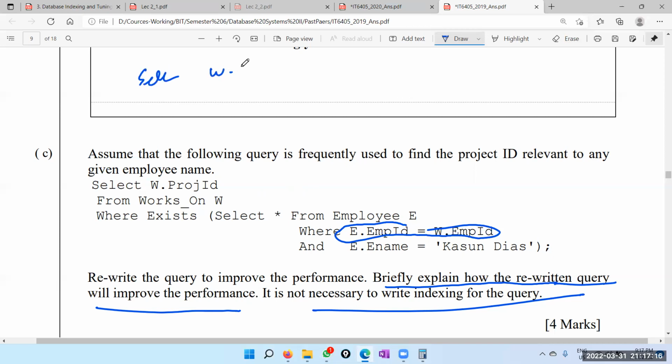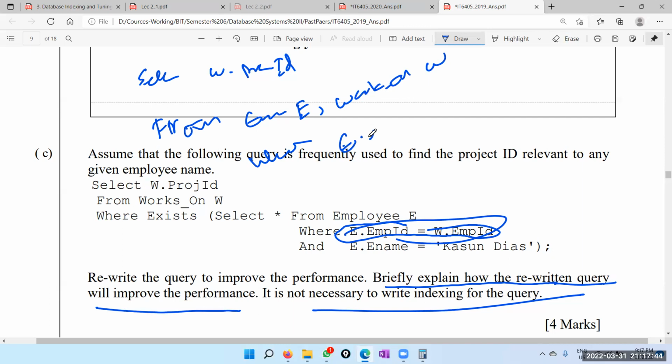Select w.project ID from employee, works on W, where employee ID equals works on employee ID and employee name equals Kasunda. It becomes an inner join. It looks like that is good enough, right?